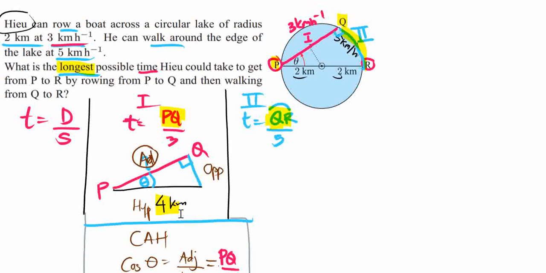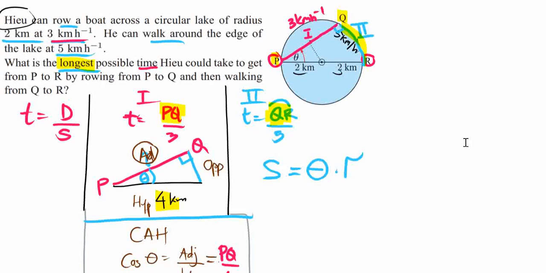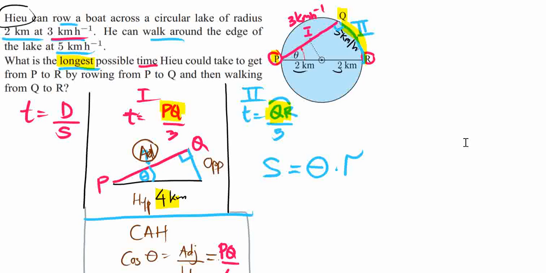Now the second part of the journey is an arc. To find the length of an arc, we have the formula that the length of arc equals theta times the radius. But the most common mistake made by students is with the angle, the theta. Let's see in here. If we erase this one, we want to find the length of arc QR.